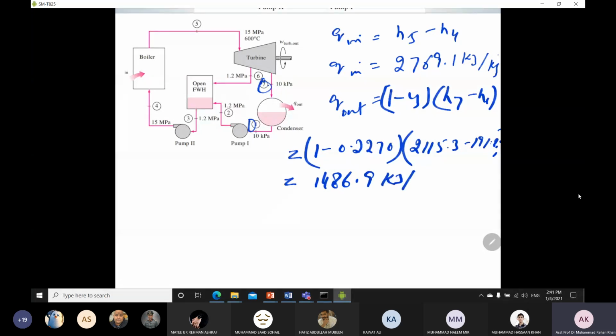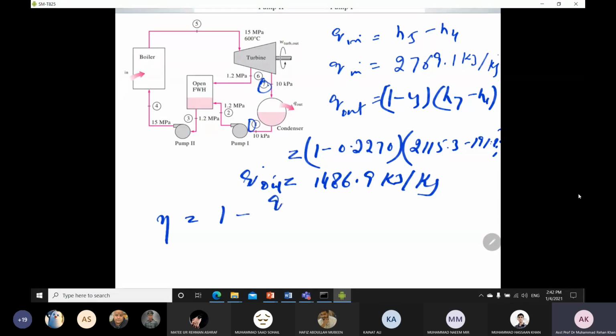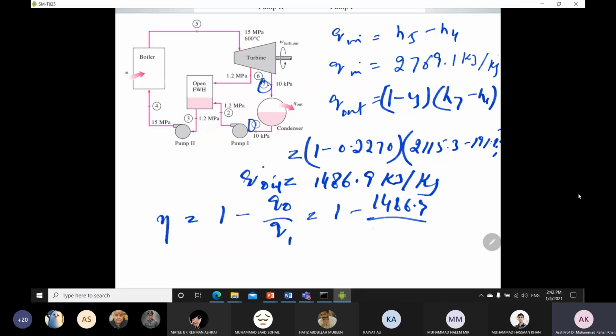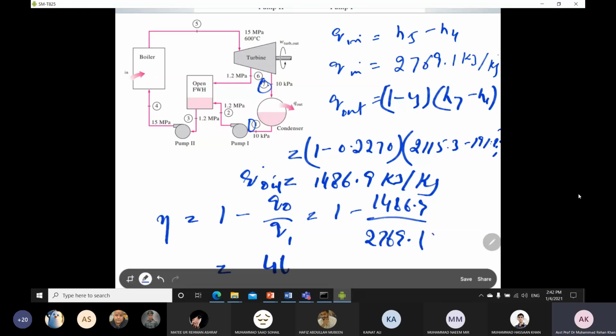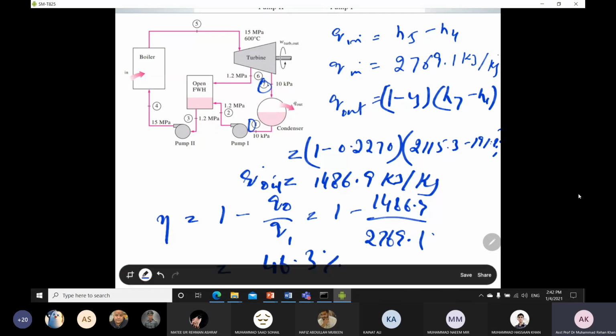In order to find the thermal efficiency for your regenerative Rankine cycle, it is Q out over Q in, and you just plug in the values, which is 1486.9 over 2769.1. That turns out to be 46.3%. So this is how you have to solve the regenerative Rankine cycle with the open feed water heater.